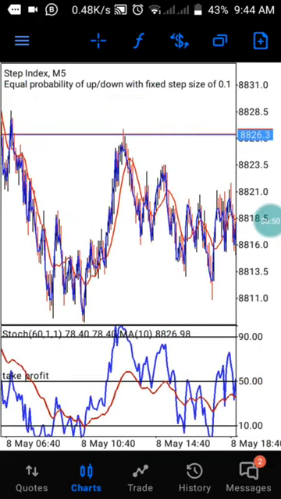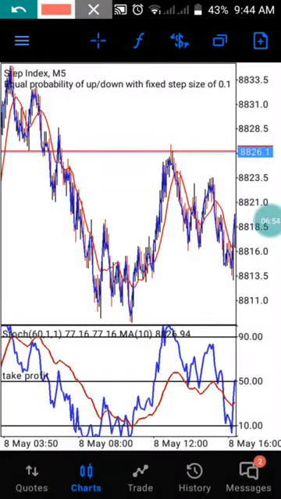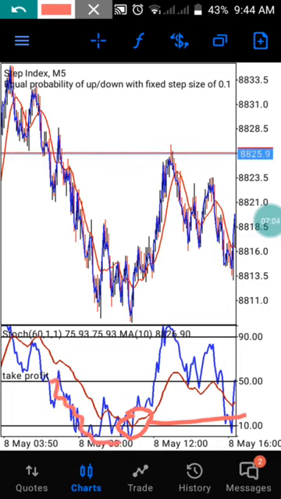I've already shown you the setting. You see the same thing happens here, the same thing happens here. What you just need to do is to wait for the moving average to reach the 10 level, and you need to let the oscillator reach that same point.